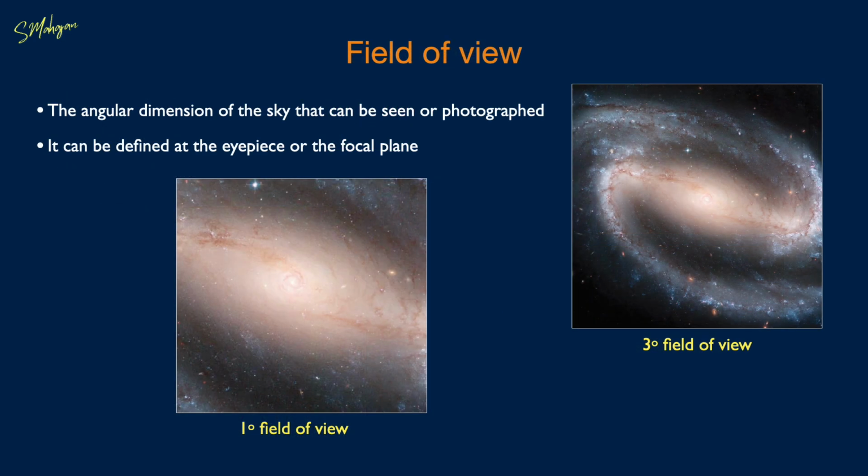The field of view determines the angular size of the object that can be seen through a telescope. In simple terms, angular scale means the area of the sky, or specifically the object that can be seen through a telescope.